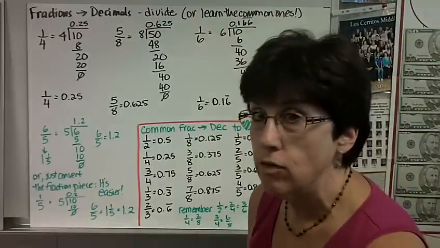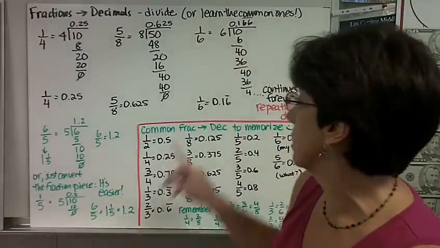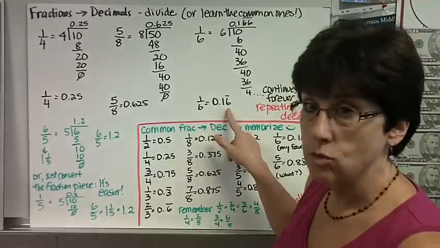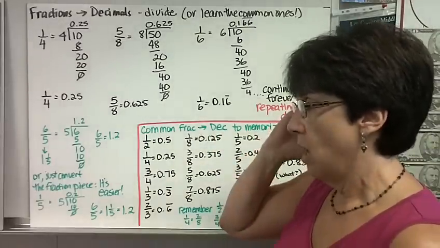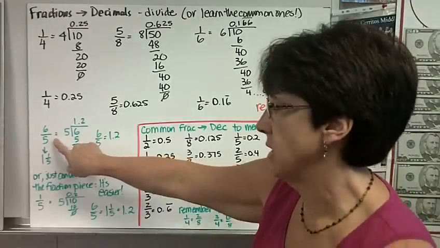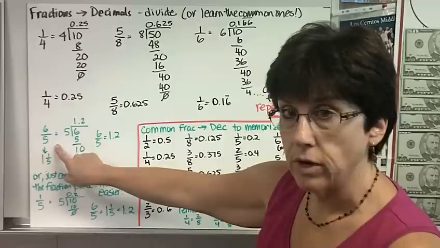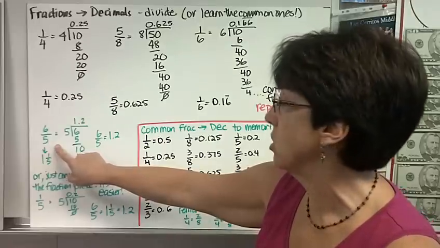You don't write the line over the 1. It's not 161616. So 1/6 equals 0.16 repeating, okay? Let's say you had the problem 6/5. Notice all of these have improper fractions. 6/5 is an improper fraction because the numerator is larger than the denominator.